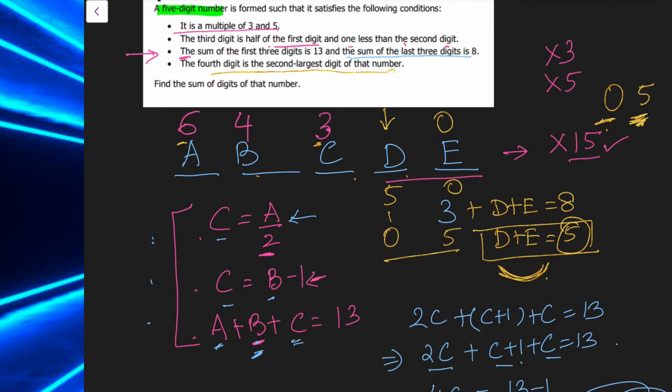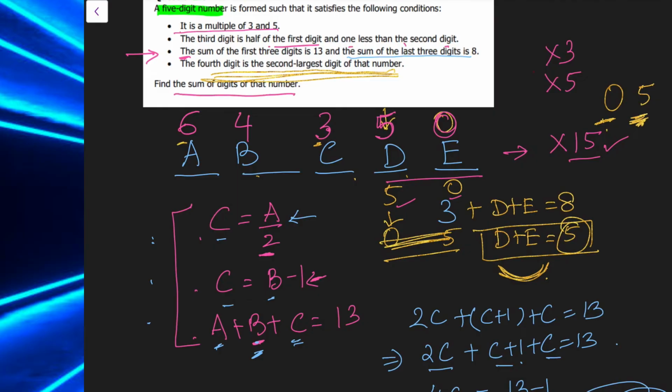In the first possibility, D becomes 0, and this is not the second largest digit, and this does not fulfill this condition. That means this is out of consideration, and the answer is 5, 0. So that means this is 5 and this is 0. This is our answer, 6, 4, 3, 5, 0.